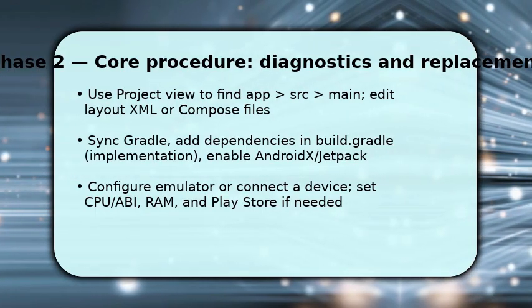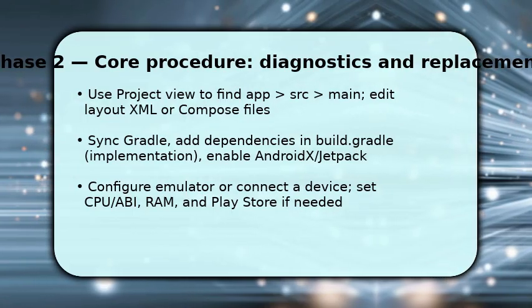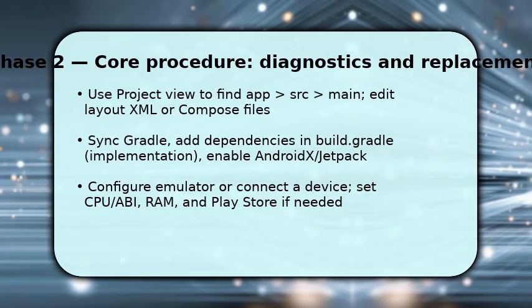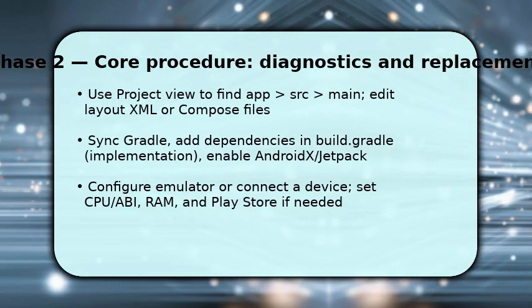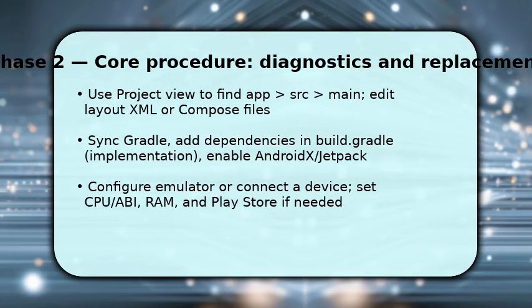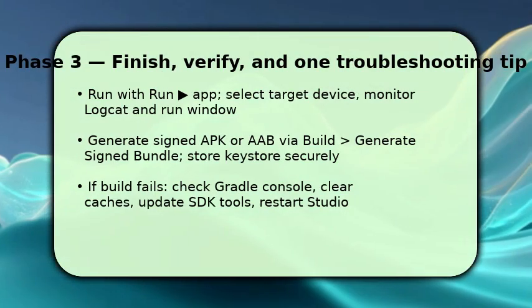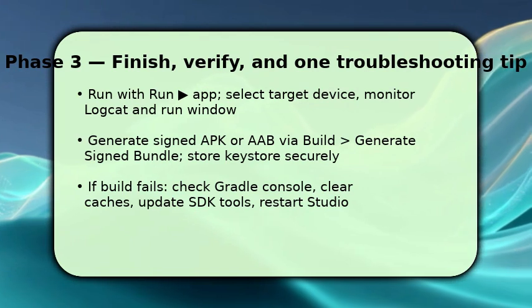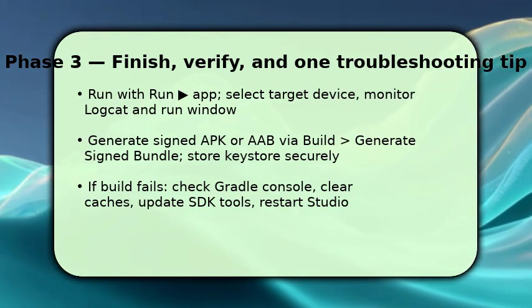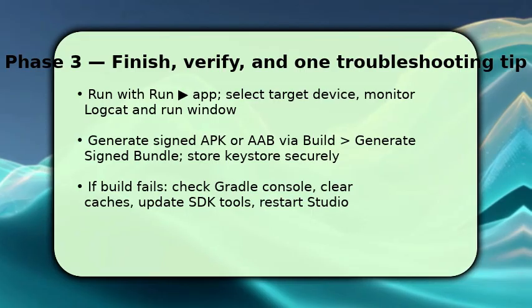Configure the emulator in AVD Manager. Pick a system image, set CPU/ABI and 2 GB RAM or more, then start it. If using a device, enable developer options and USB debugging. You're at the finish line. Press Run and choose your emulator or connected device. Watch Logcat for runtime issues and use breakpoints for debugging.